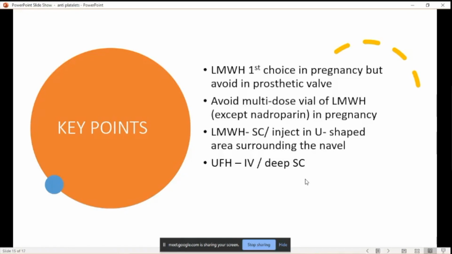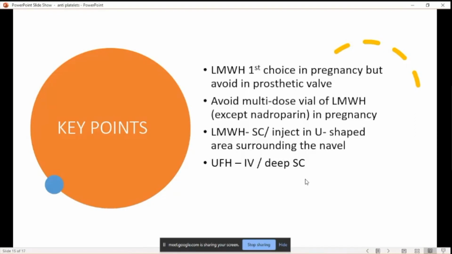And unfractionated heparin, we have intravenous and we also have deep sub-Q. IV has an immediate onset of action, which is the most preferred route for heparin. Deep sub-Q has a delayed onset of less than 1 hour, and it also has variable bioavailability. So the preferred route for heparin is IV.